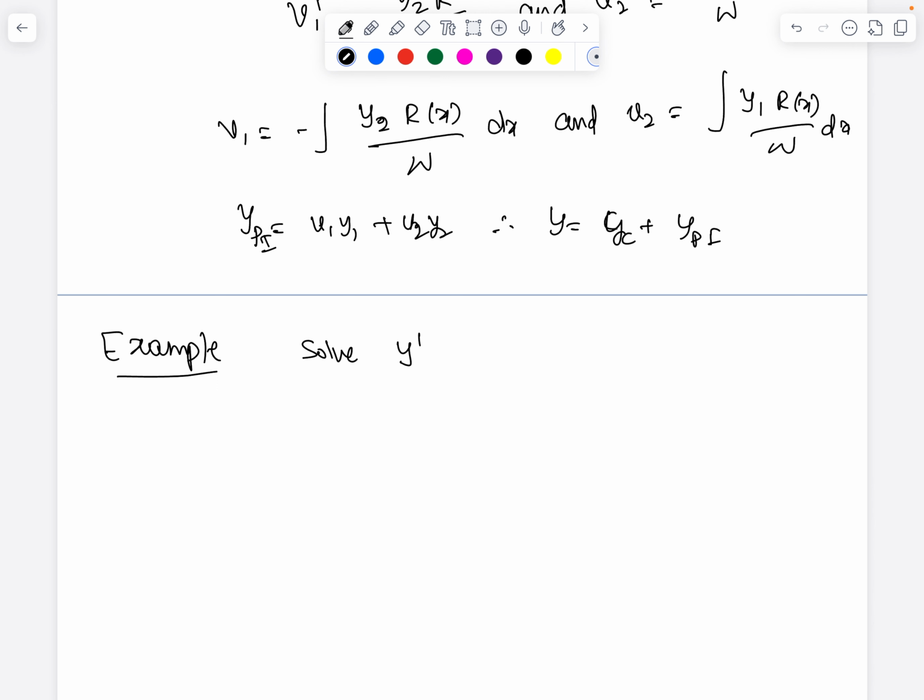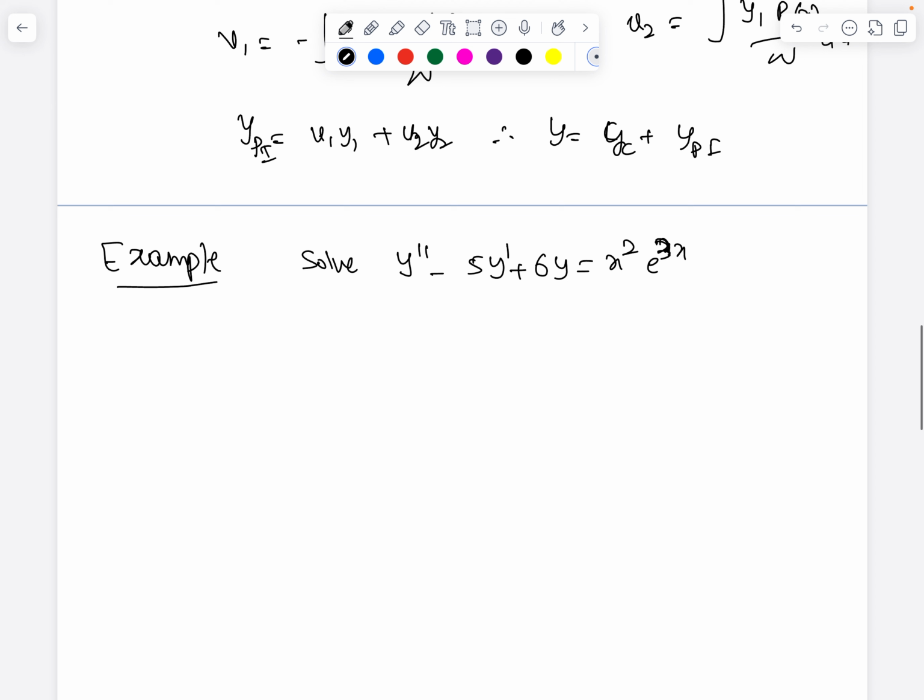In some situations you can even solve the Cauchy-Euler equation using this method, where the Cauchy-Euler equation is a variable coefficient form. Of course, it is a specific form. Now we will solve this problem.